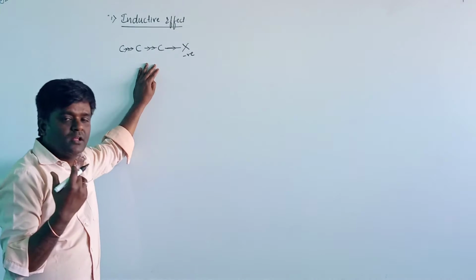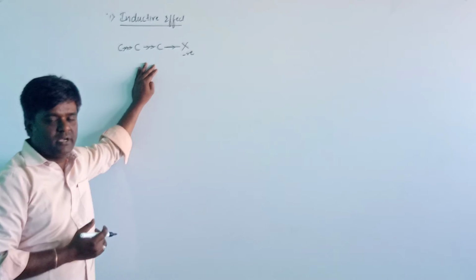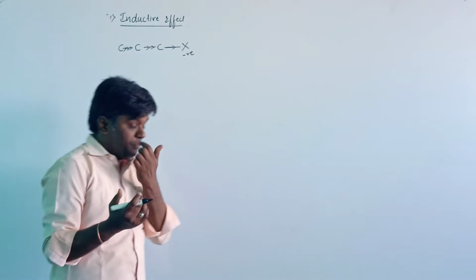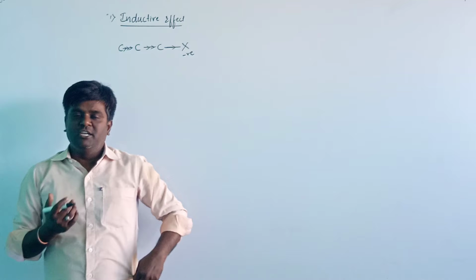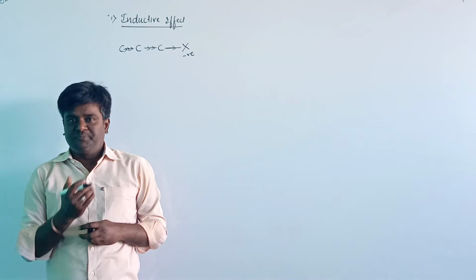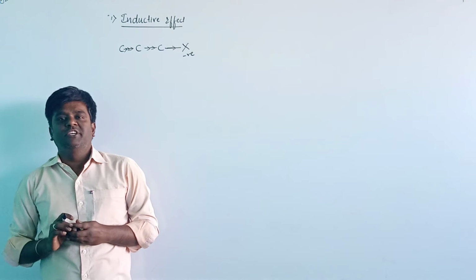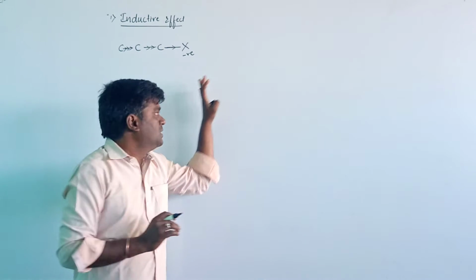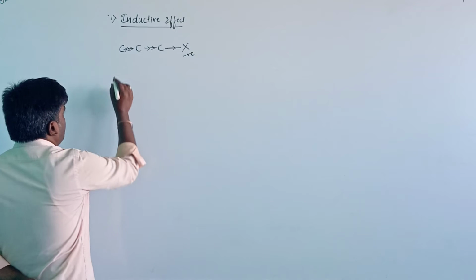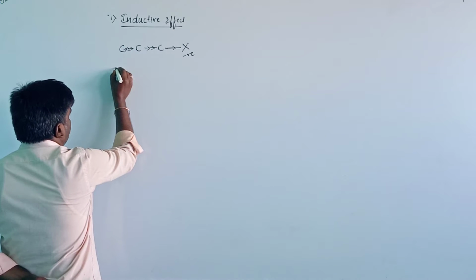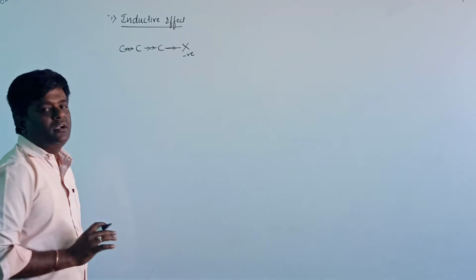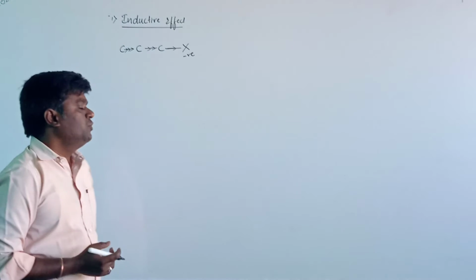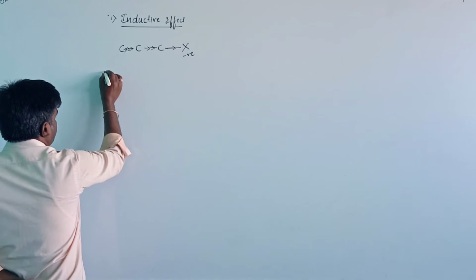Inductive effect means the permanent movement or displacement of electrons takes place along the carbon chain towards the more electronegative species. Then it is known as an inductive effect. The inductive effects are divided into two types: one is the positive inductive effect and the other is the negative inductive effect. Let us see the first one.